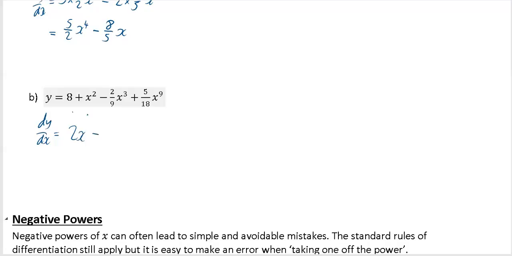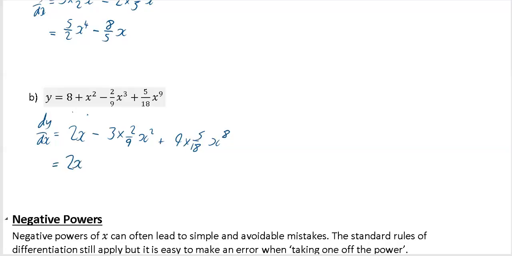Then we'll multiply by 3. So now 3 times 2 over 9, and that's now x squared. And it's now 9 times 5 over 18, and then that's x to the power of 8. Now your exam is a calculator exam, so you can, if you need to, put these in. But it's nice to address these wee things when they come up.